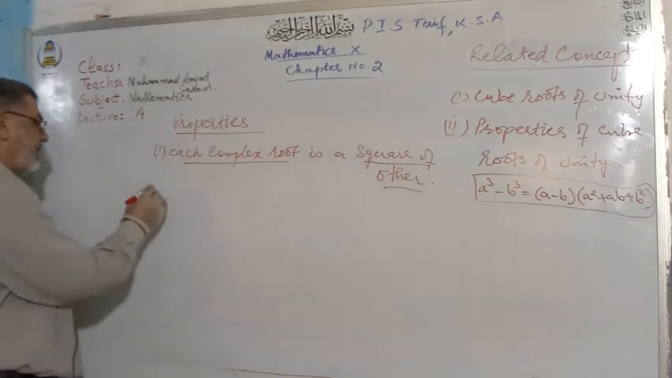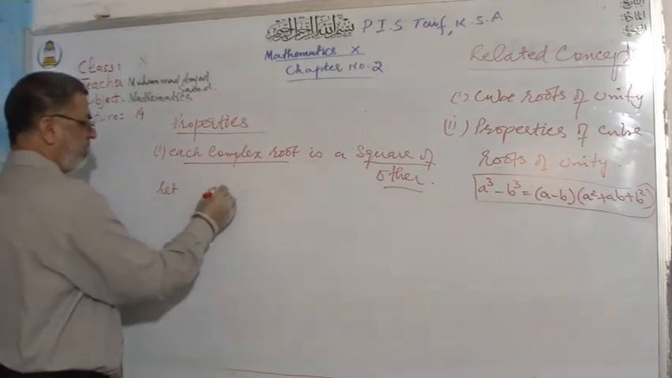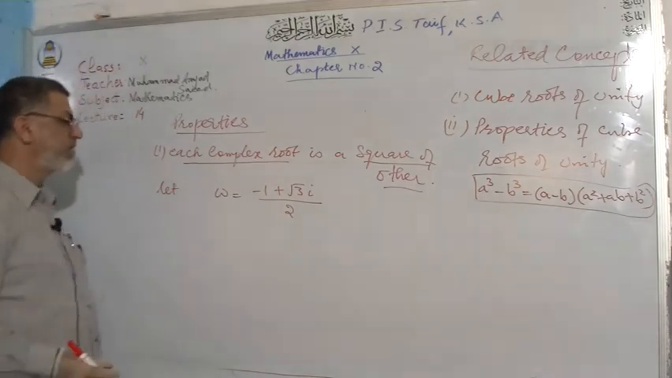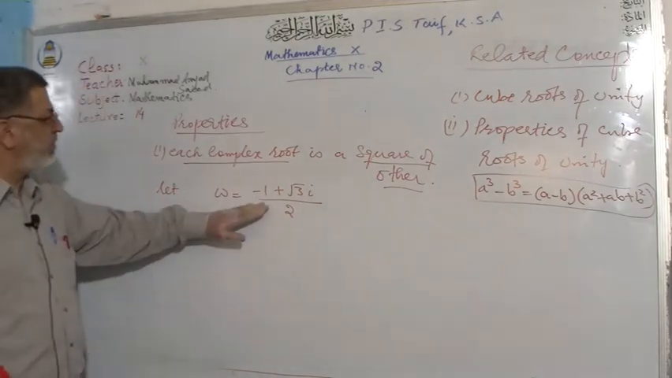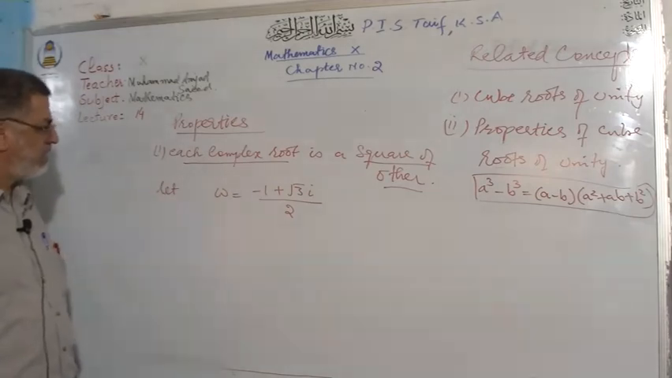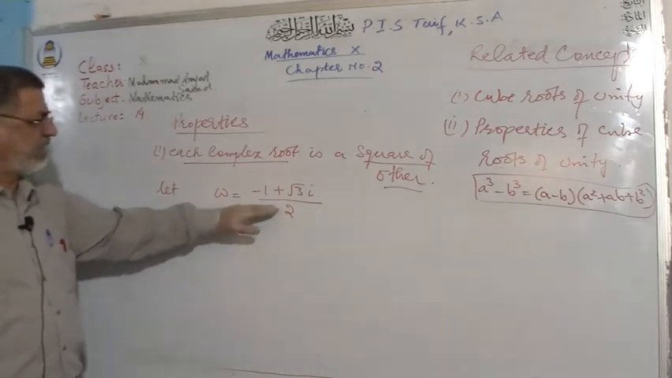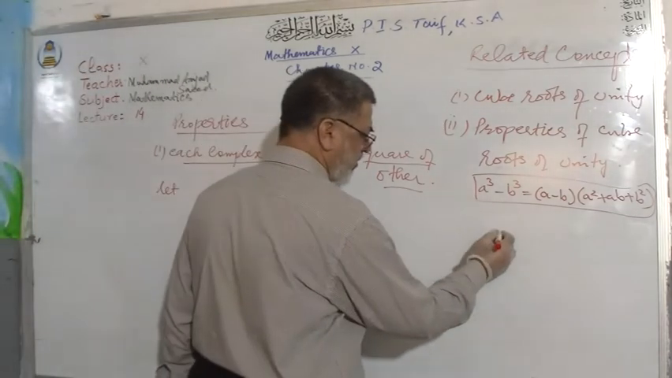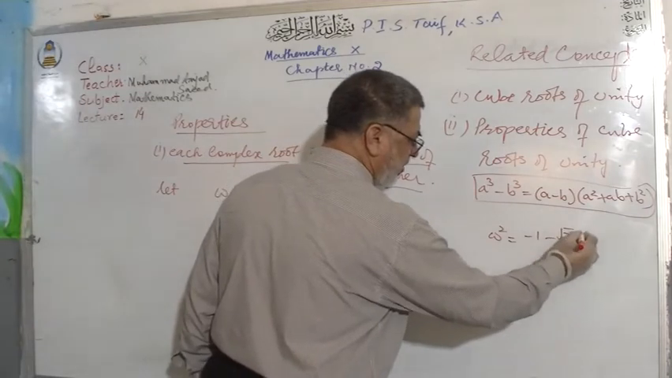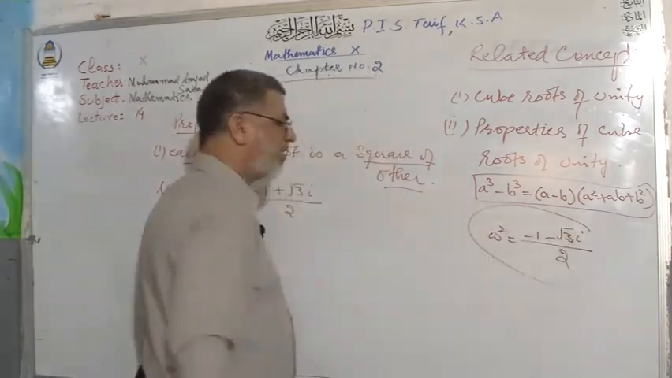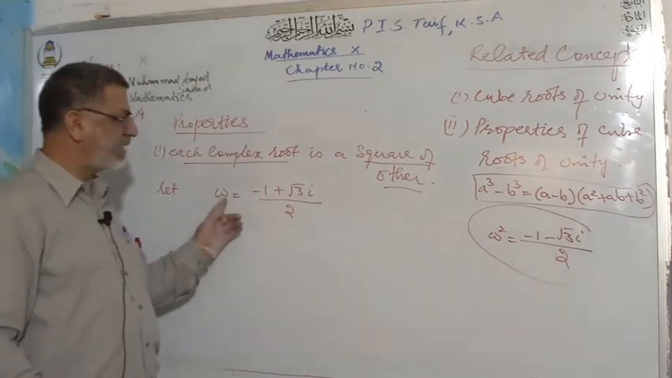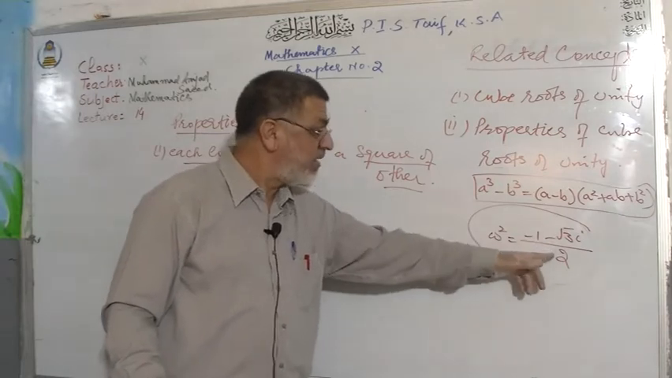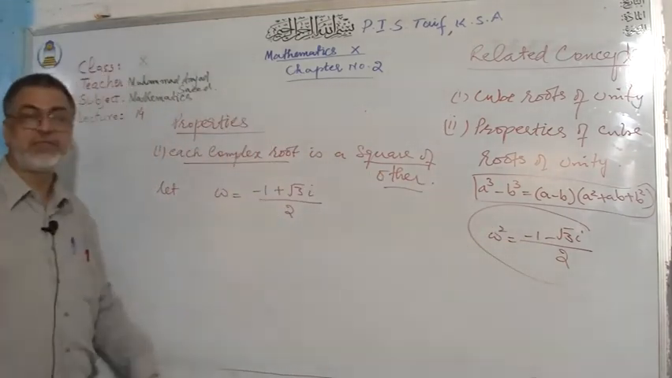Suppose we have taken omega is equal to (-1 plus 3 under root iota) over 2. This is the first complex root. If I take the square on both sides, I will reach the value (-1 minus 3 under root iota) over 2. Just as I told you, if I take this one and square it, you will find the other root. And if I take the square of this, you will find this root.